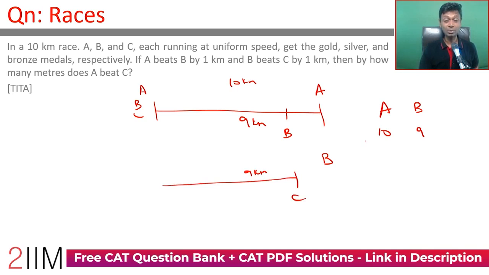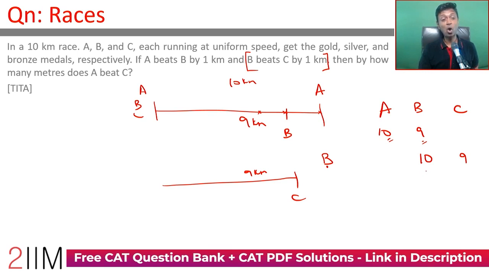Just remember, only one thing we need to remember. A, B, C are not at the 10 kilometer, 9 kilometer, 8 kilometer point. If B beats C by 1 kilometer, this means when B finishes the race, when B is at the end point, then C is at the 9 kilometer point. After this, this is a plain old-fashioned ratio question. When A does 10, B does 9. When B does 10, C does 9.